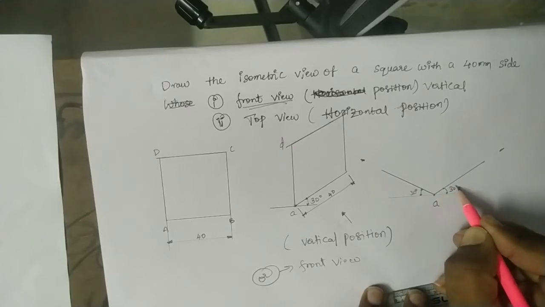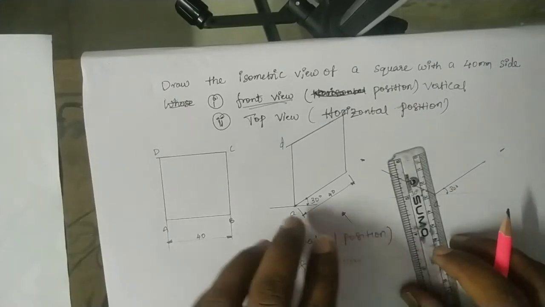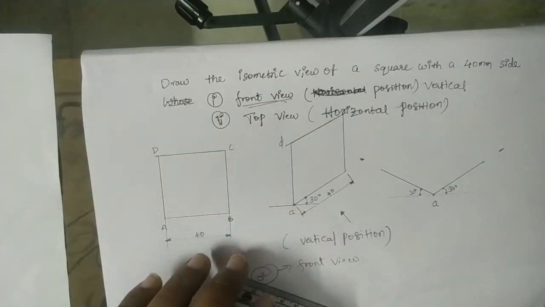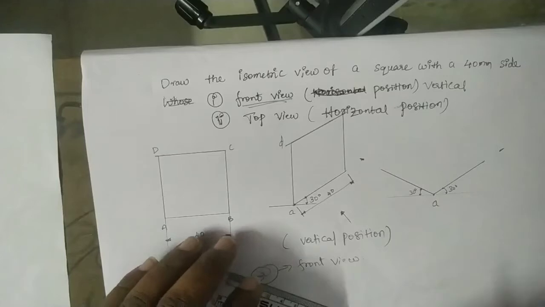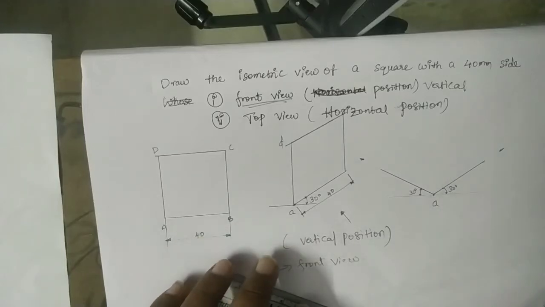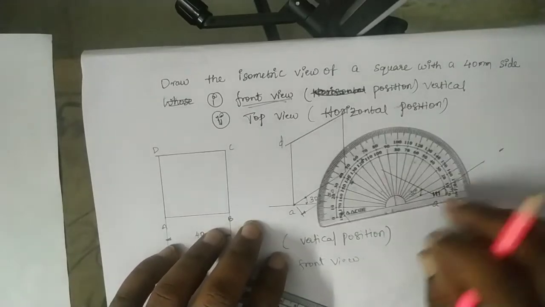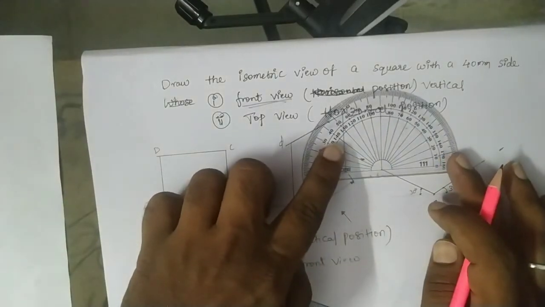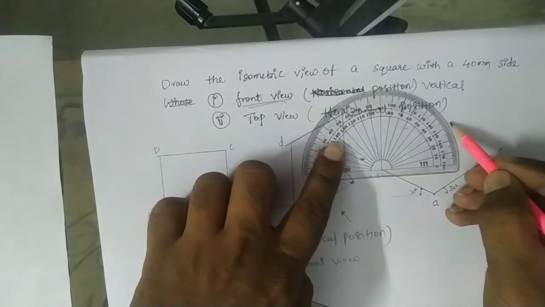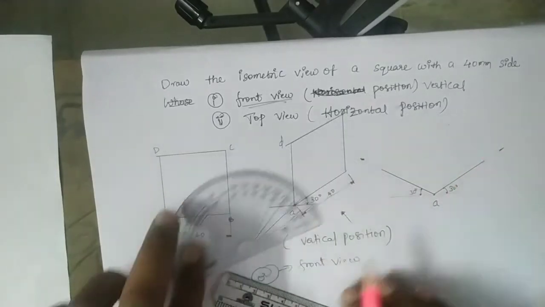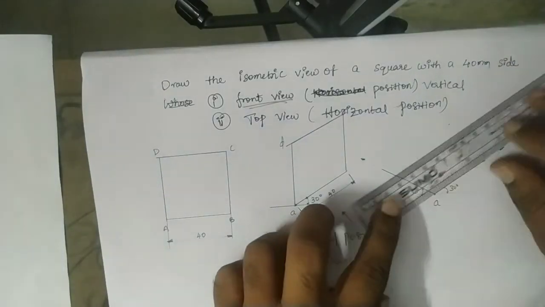Yes, this is the isometric view. Point A is the starting point. Now I have taken A as the reference or starting point, but you can take point B also instead of A. Next, measure the 30 degrees like this.